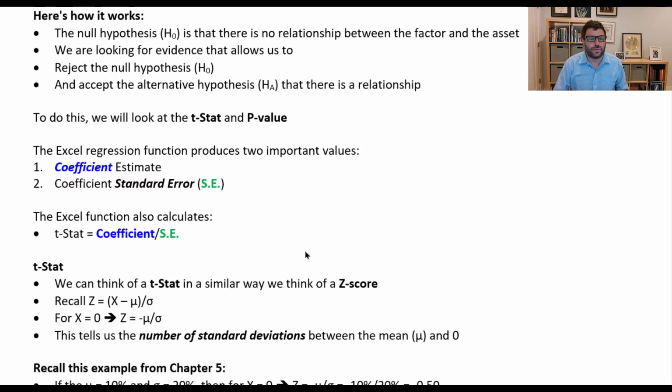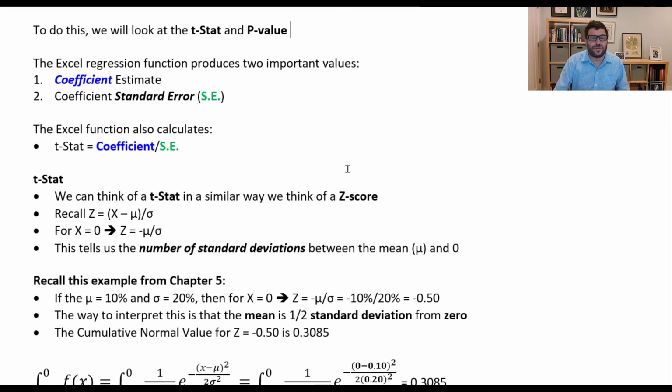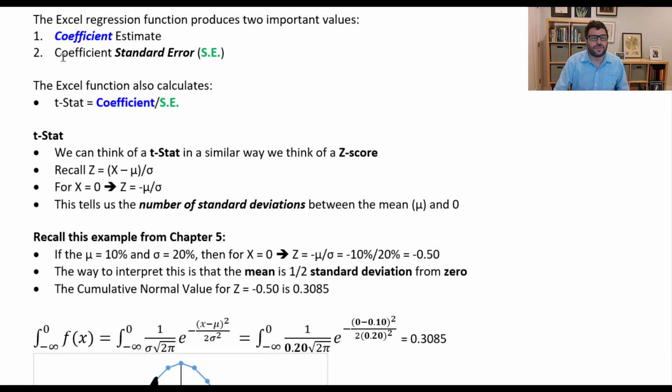So what we're doing is looking for evidence that allows us to reject the null hypothesis of no relationship and therefore accept the alternative hypothesis that there is a relationship. And to do this, we're going to look at the t-statistic and the p-value. The Excel regression function produces the coefficient estimate and the standard error of the coefficient, and it also calculates the t-statistic. The t-statistic is the ratio of these things, the coefficient divided by the standard error.